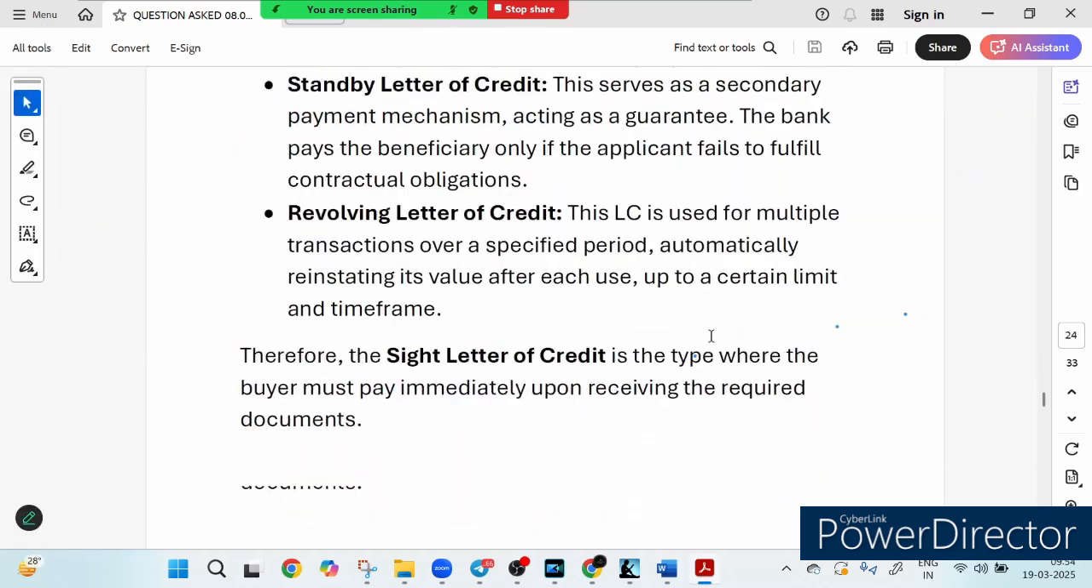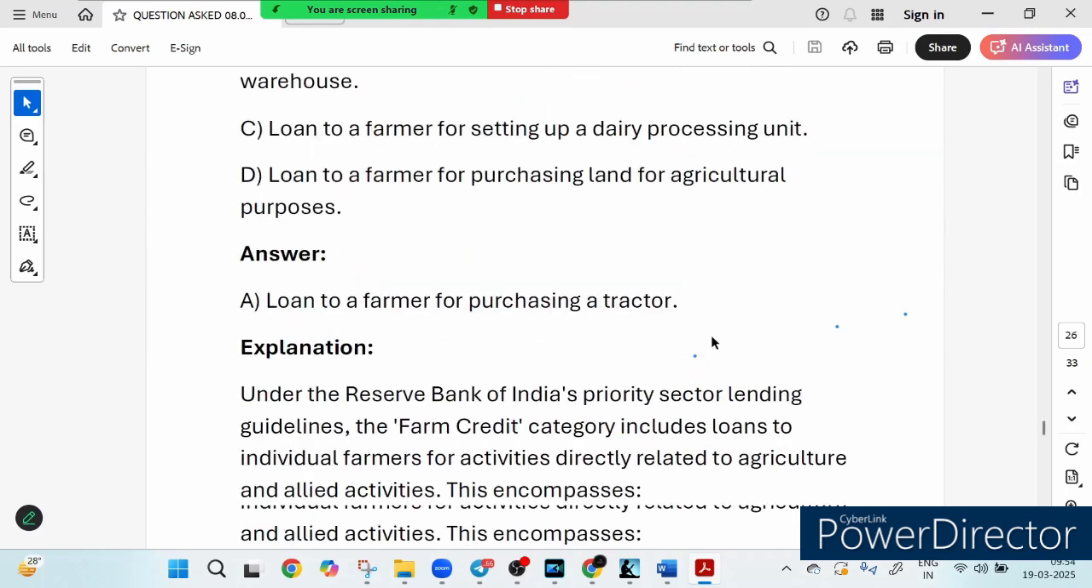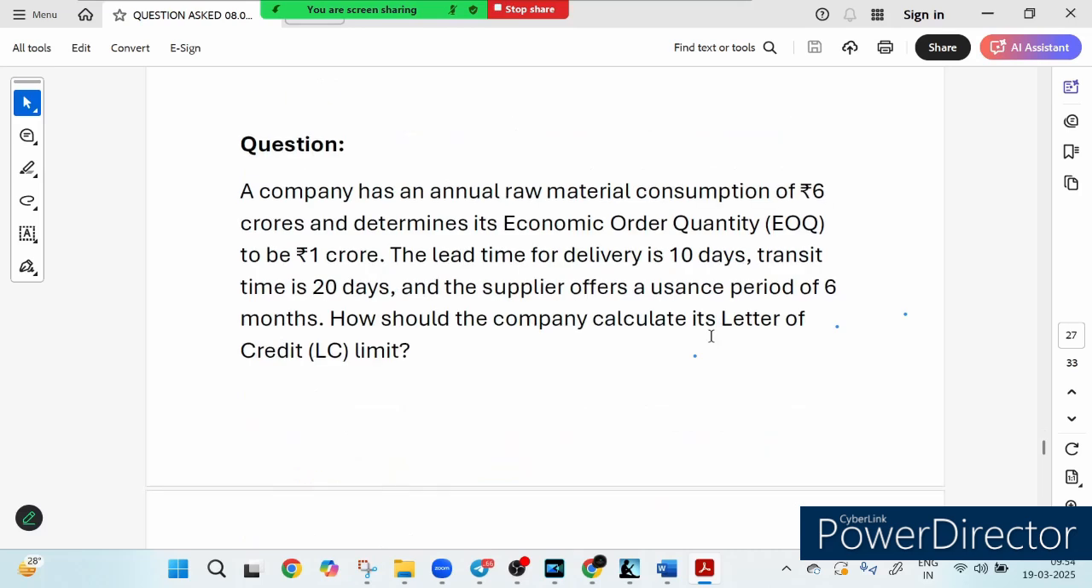Let me skip this question and let's see this particular question. This is a very good question regarding the letter of credit. Yes, let's try this question, right? This is regarding the LC limit. This question is most frequently asked and very, very important from the examination point of view.